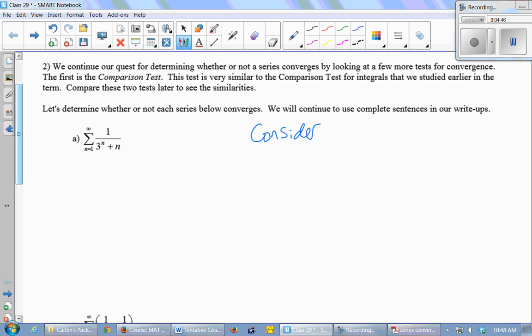Okay? So I want to consider a similar series, the sum from n equals 1 to infinity of 1 over 3 to the n. A similar but simpler series whose convergence or divergence I know, right? That sum, does it converge or diverge? It converges. How do you know? Okay, the terms go to 0. That means it has a chance of convergence. So how do you know that it definitely converges?